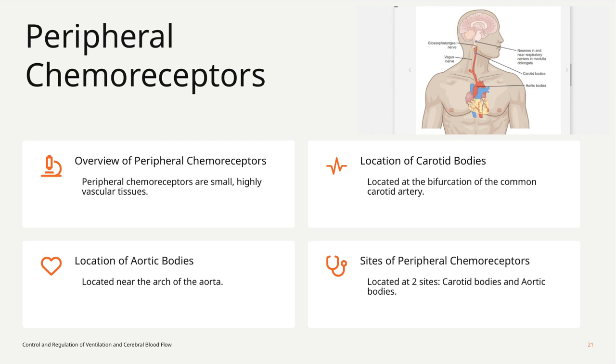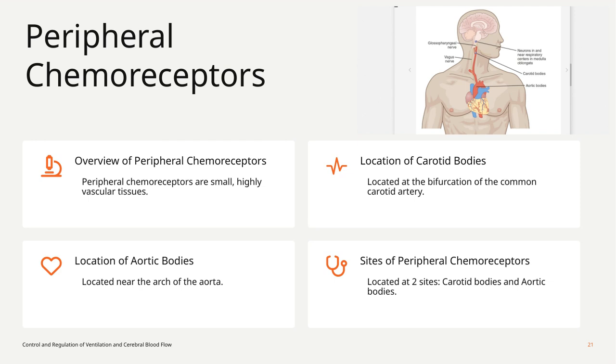The aortic bodies are situated near the arch of the aorta, which is a key blood vessel leaving the heart. Meanwhile, the carotid bodies are found at the bifurcation of the common carotid artery, where it splits into the internal and external branches. These peripheral chemoreceptors are vital because they detect changes in blood oxygen, carbon dioxide, and pH levels.